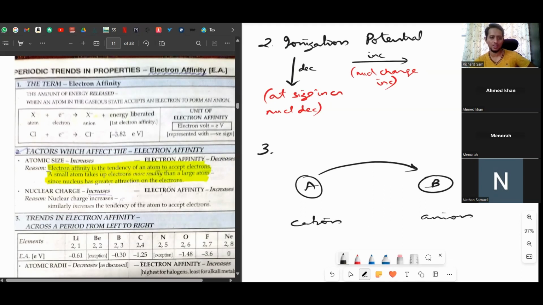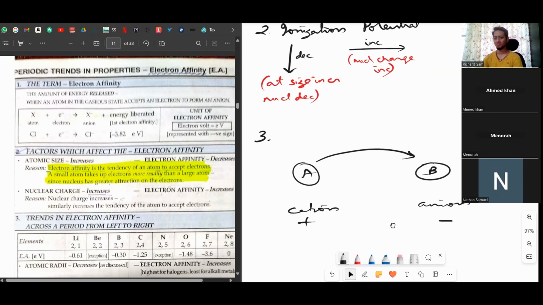What is electron affinity? It is the amount of energy released when an atom in the gaseous state accepts an electron to form an anion. Right. Here, A becomes a cation. Cation means positively charged because it lost the electron. And here B becomes an anion because it got that electron and turns negative. Okay. So the reasons are the same.